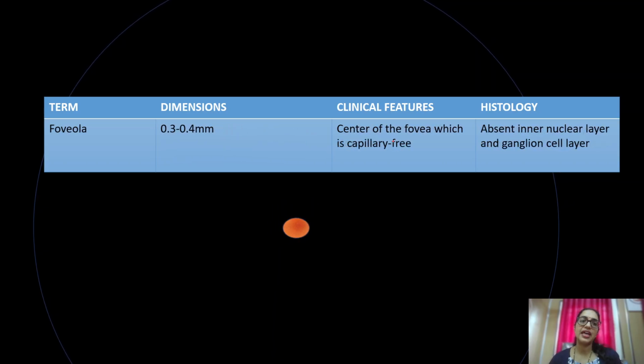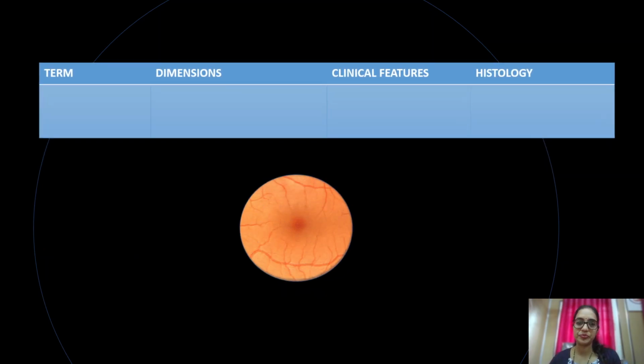Foveola, on the other hand, is much smaller. It is the avascular zone, so you do not see any blood vessels here. It is only around 300 to 400 microns in diameter. Here, the inner nuclear layer and the ganglion cell layer are absent.